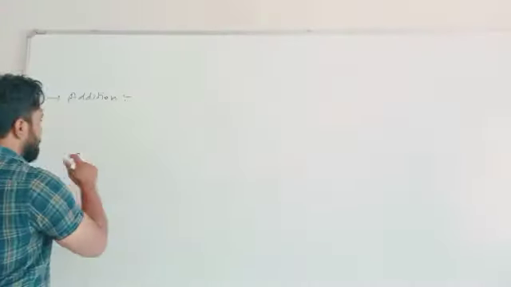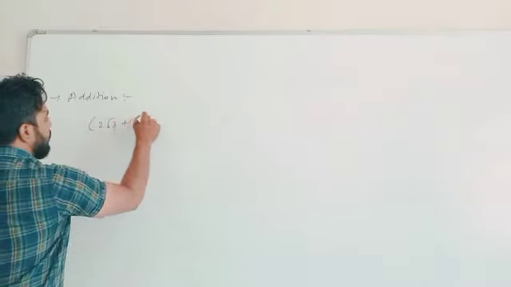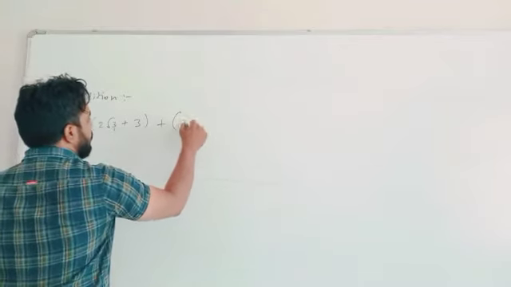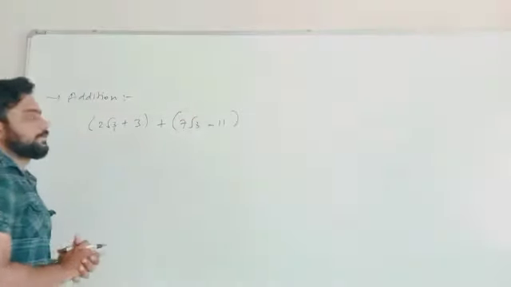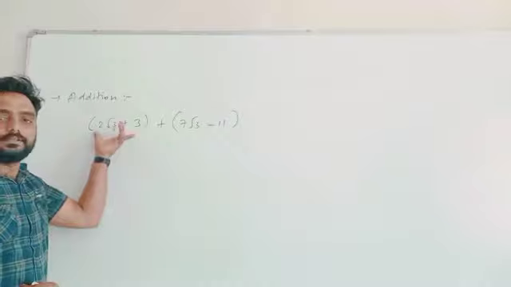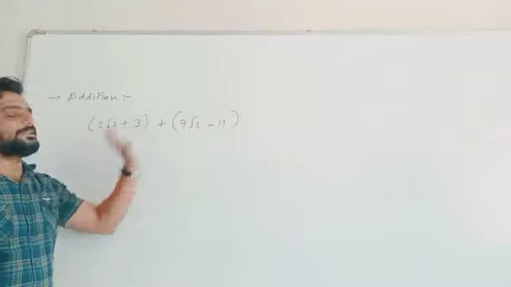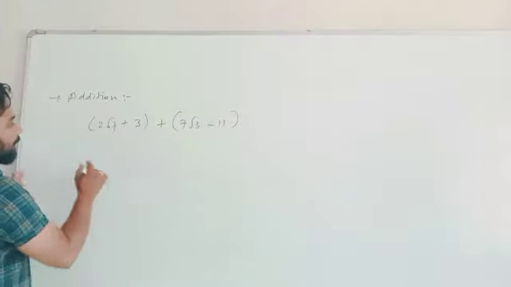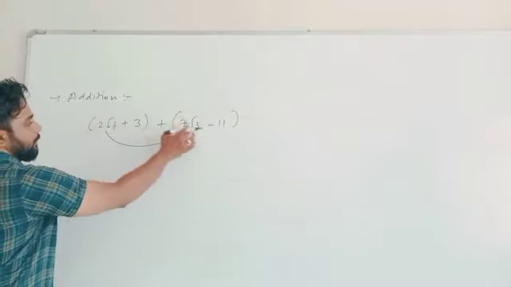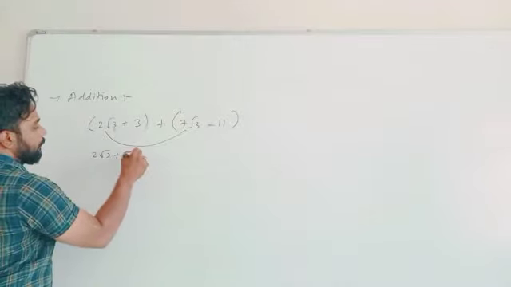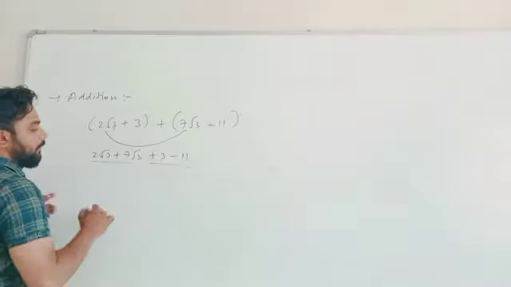Suppose I want to add 2 root 3 plus 3, plus 7 root 3 minus 11. Suppose these two values are each considered as an irrational number. Now if you want to add these two numbers, how can you do the addition? First of all, you have to add the irrational values, that is 2 root 3 plus 7 root 3, and then plus 3 minus 11. Okay. Now do the addition of this one.